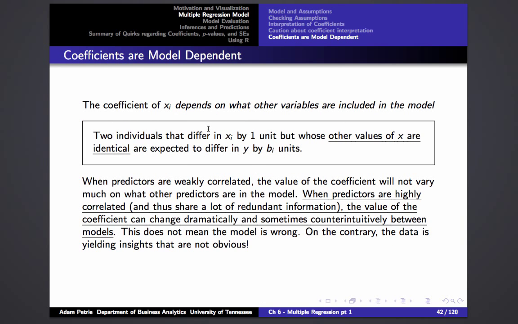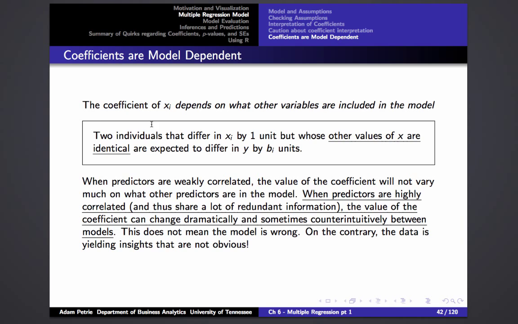All right, one other thing about the coefficients of a multiple regression model is that they're actually model dependent. The coefficient of xi is going to depend on what other variables are included in the model. And this might drive you crazy because when you change your model, change what predictors are in the model and what's not in the model, the coefficient of xi is going to bounce all over the place. It's not going to be the same value when you change your model up.